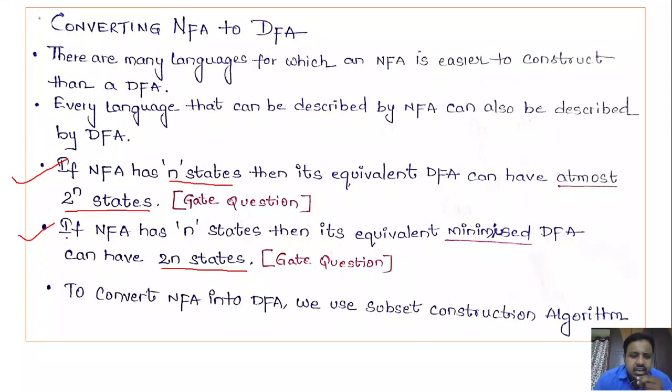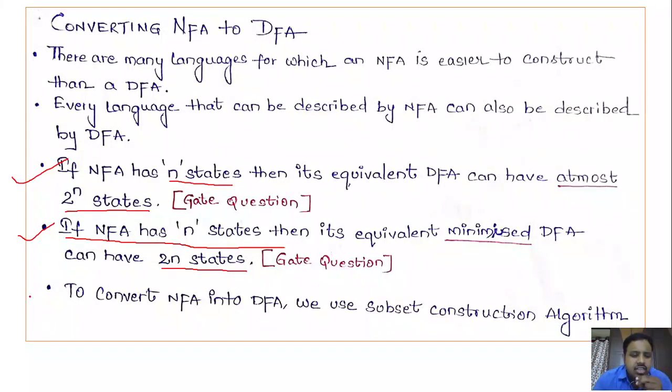In this point number 4, we are considering an NFA which has n states, then its equivalent minimized DFA can have 2n states. When we perform the minimization algorithm on the DFA, the 2 power n states will be reduced to 2n states. So exponential states are going to be reduced to 2n states. We will discuss the minimization of DFA in the next session.